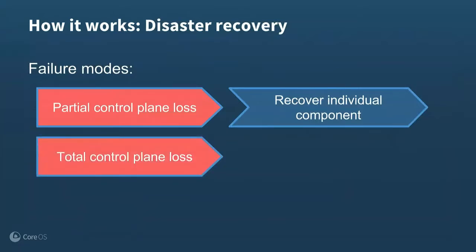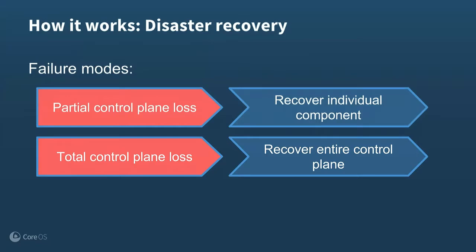The next failure mode would be a total control plane loss. Let's say that I'm running a cluster and I have a complete power outage and my backup batteries go down, and so I have to reboot the whole cluster from scratch. Since it's self-hosted, we still have this kind of perpetual motion problem where we need to start the cluster back up. So we need a mechanism to recover the entire control plane in that kind of outage.